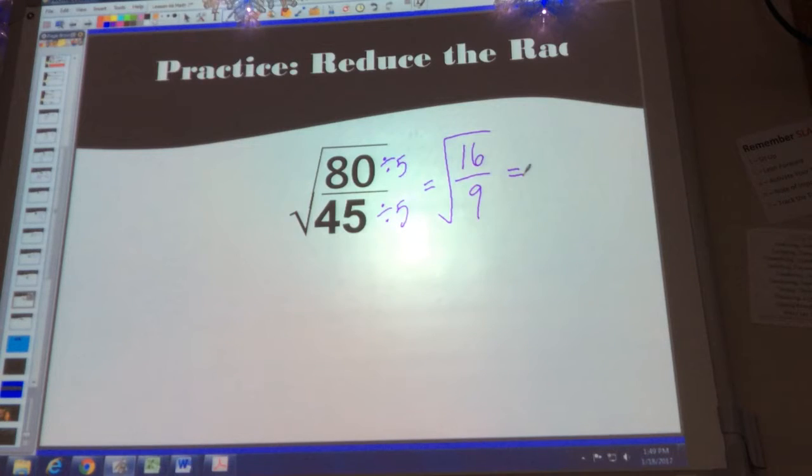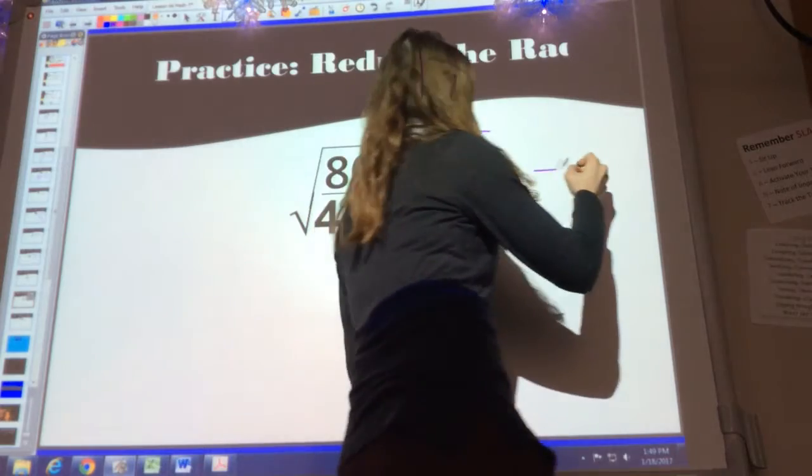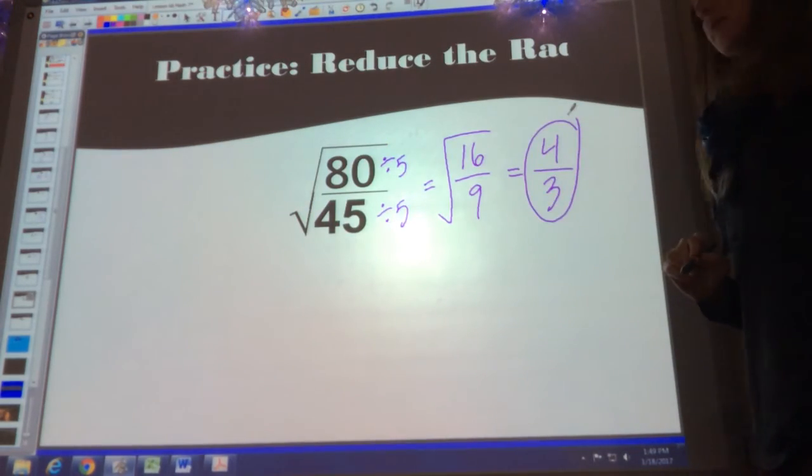What does this simplify to, Jude? 4 over 3. So you guys agree with him? Yes. Awesome.